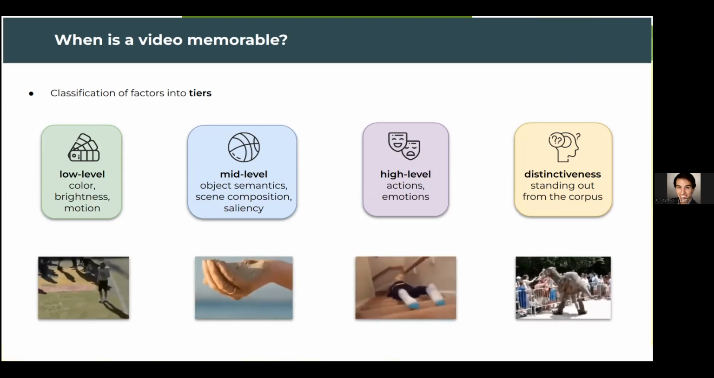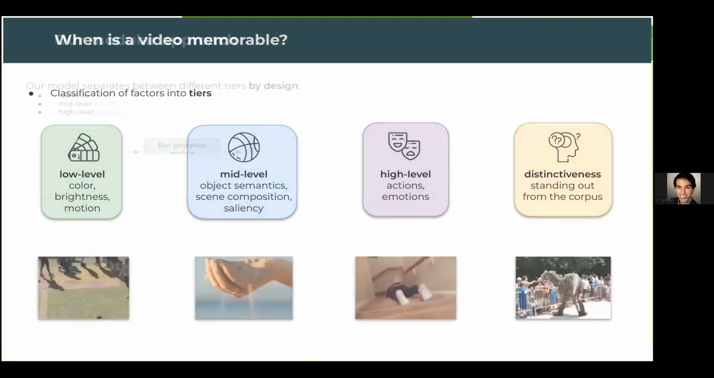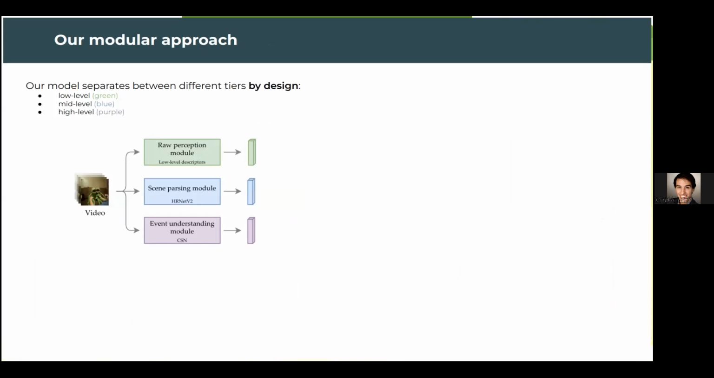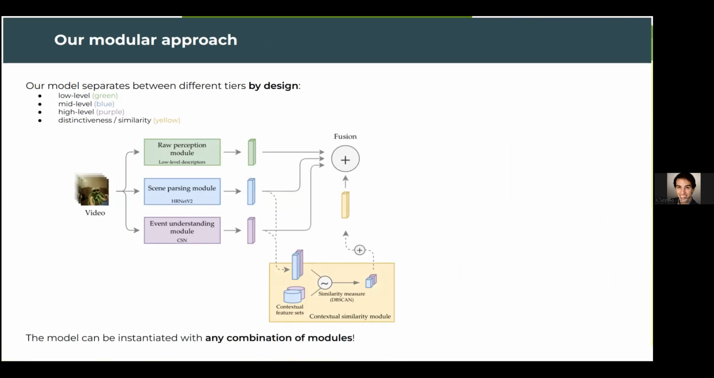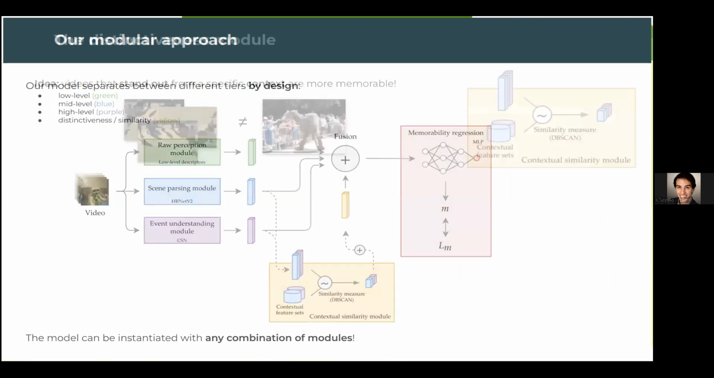Finally, we instantiate this distinctiveness component that modulates memorability and controls the other factors. If something is distinctive, it tends to be more memorable. Our model separates between different tiers by design. So we instantiate a low-level raw perception module, a mid-level scene parsing module, and a high-level event understanding module. All of these generate embeddings that are fed into this contextual similarity module, a module that essentially measures how similar these embeddings are to the rest of the corpus, and generates an additional embedding that is then concatenated and fused to generate our memorability scores.